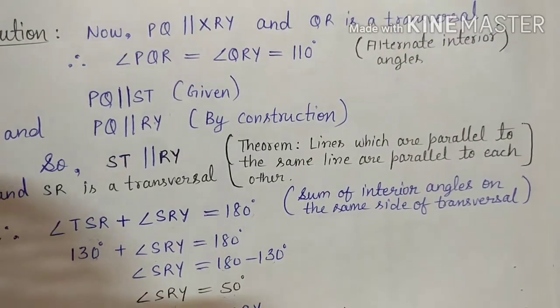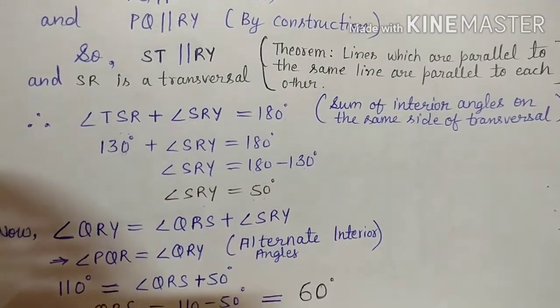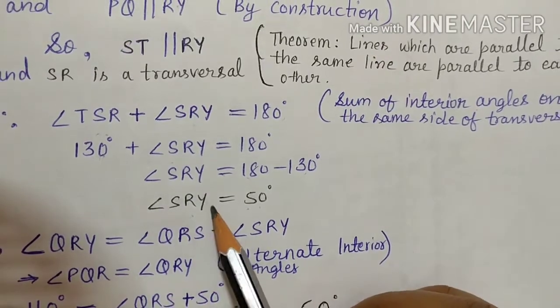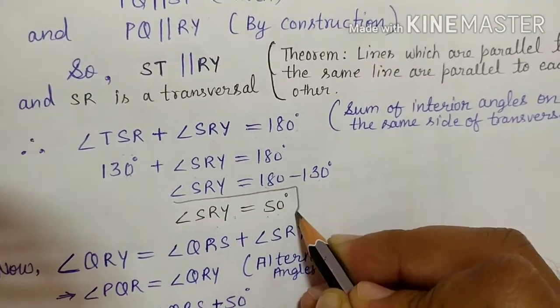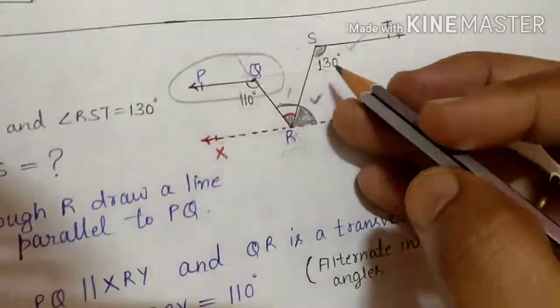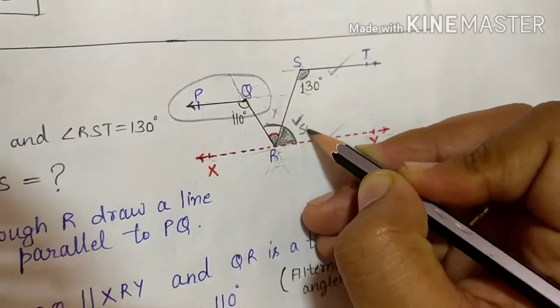What did we get for SRY? 50 degrees. This angle SRY is 50 degrees. So this SRY is 50 degrees, this much part only.